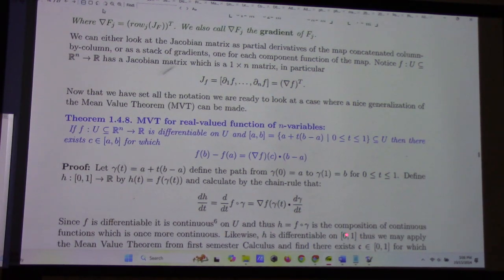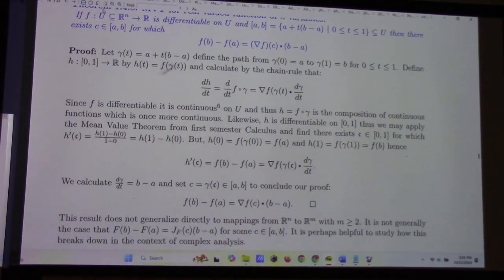And so H of 1 minus H of 0, divided by 1 minus 0, has to be equal to H prime of C for some C between 0 and 1. And when you sort through everything that's in front of us here, I used frac C just so it looks different. Frac C is my number between 0 and 1, which is given to us by the ordinary mean value theorem. But H of 0 is f of A, and H of 1 is f of B, and as such, we get the theorem.